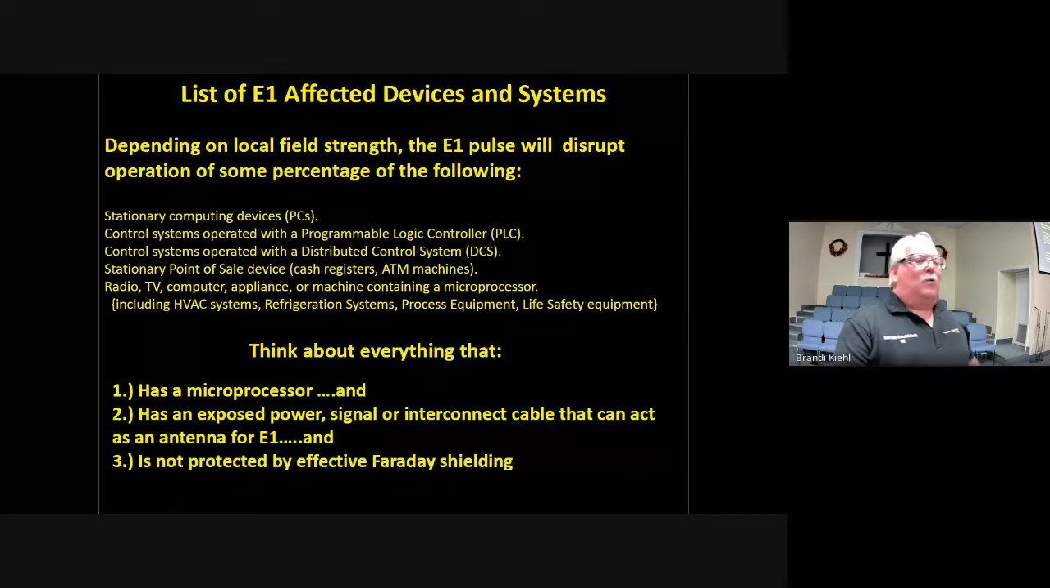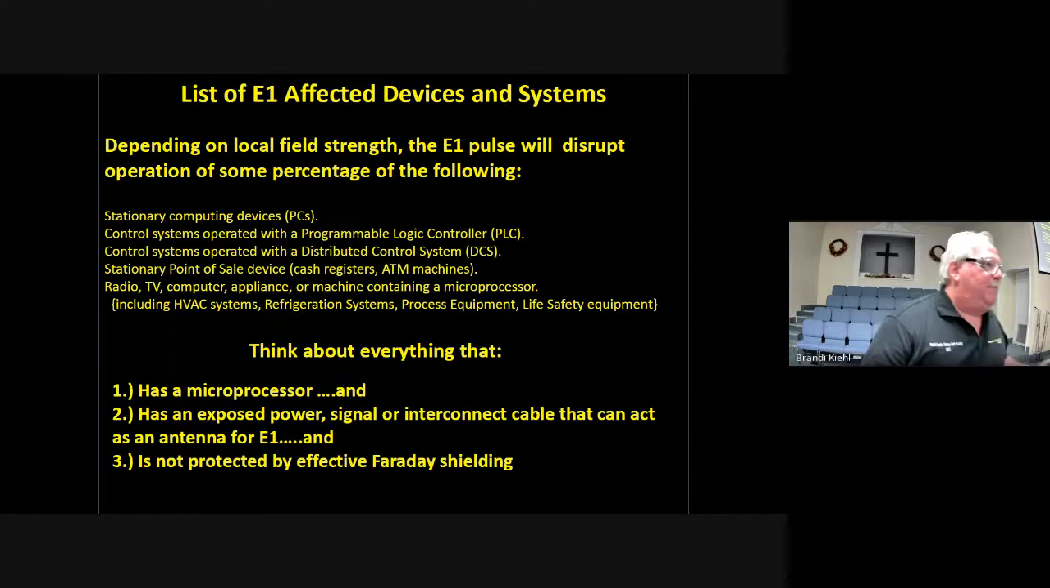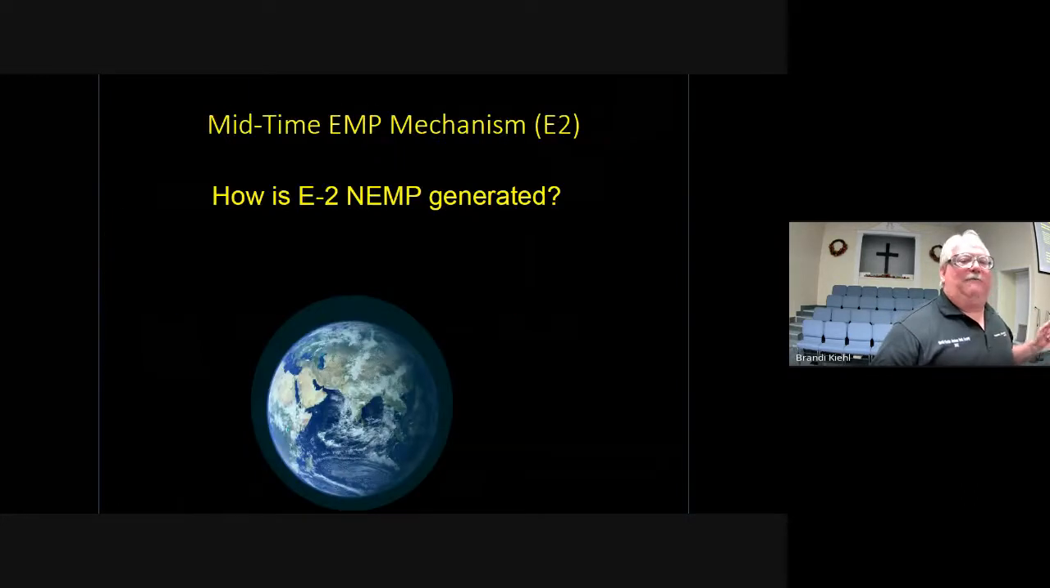Depending on the local field strength, the E1 pulse is going to, statistically, tear up some of the following stuff. Is it going to be 100%? Probably not. Is it going to be more than 0%? You can bet your hiney. Stationary computing devices, control systems that have PLCs, control systems with DCSs, stationary point of sales like cash registers, ATMs, radio, TV, computer appliances, your washing machine with a microprocessor. All of these are going to have a significant statistical likelihood of failure.